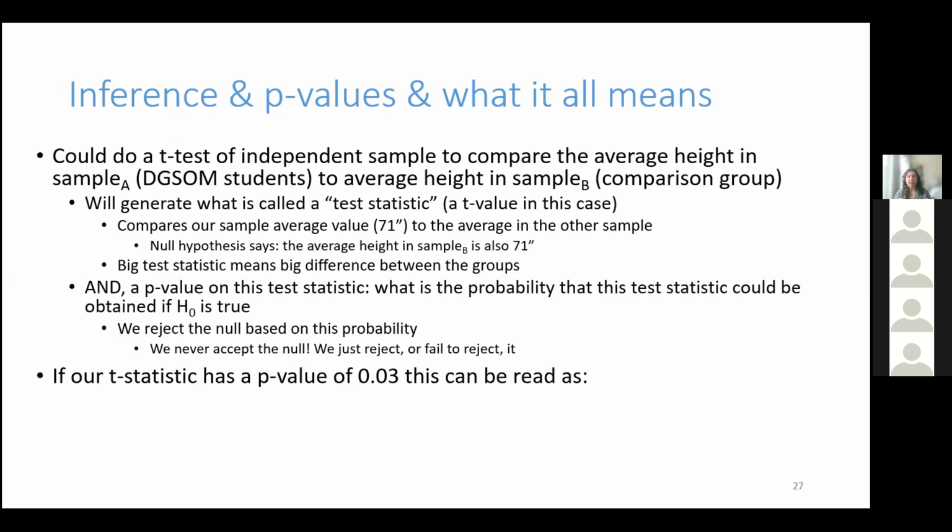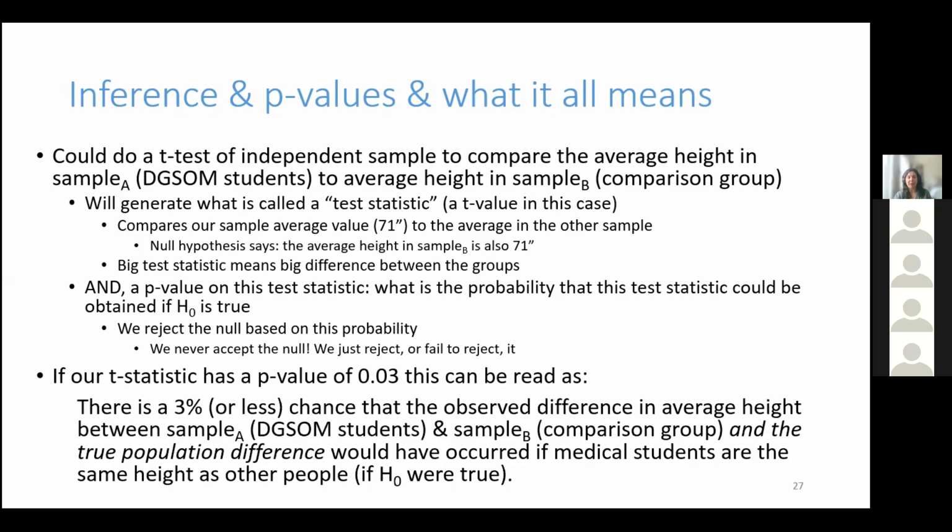So in this case, let's say I ran these two averages, I get a t-statistic, and that t-statistic has a p-value of 0.03. The sentence that would come out of my mouth would be, this is a long sentence, so I would never say it, but if I were to, there is a 3% or less chance that the observed difference in average height between sample A, students here, and sample B, the comparison group, and the true population difference. Remember, we haven't seen the true population difference, but that's what we care about. So there's a 3% or less chance that what we saw in our samples and the true population difference would have occurred if medical students and other people are the same height, if the null hypothesis were true.